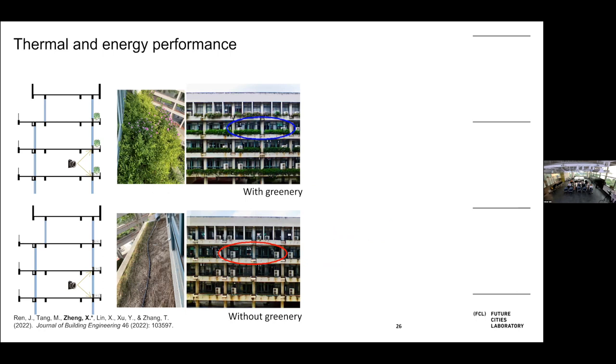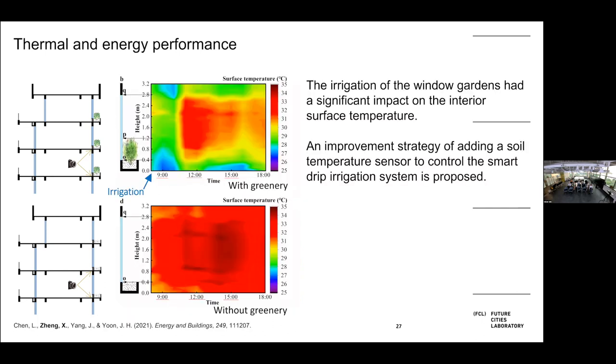And we have done sunset measurement for the room inside. Okay, so here is the result of the surface temperature. We measure the inner surface temperature of the window. As shown here, the horizontal axis is the time and the vertical axis is the height. We use the thermal camera to measure the temperature, so that's why we have the spatial distribution of the surface temperature.